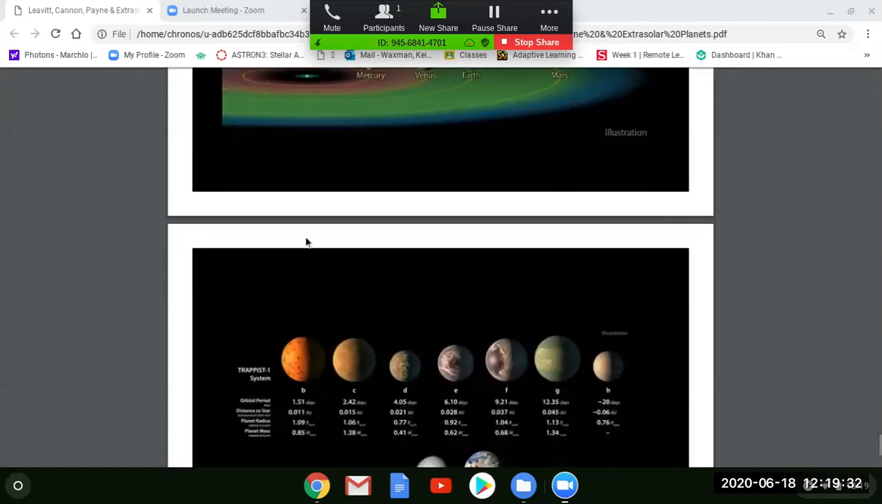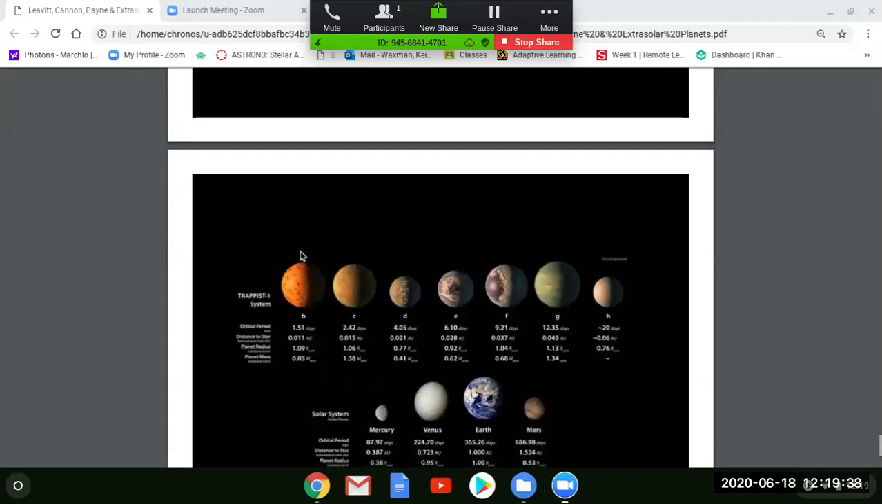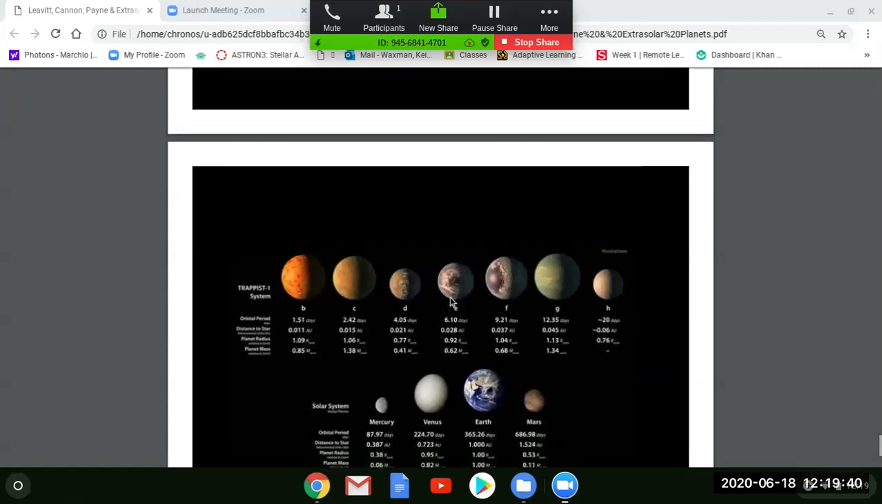But look, to be in the habitable zone of a red dwarf star, you got to be close to get warm enough to have liquid water. Look how short the orbits are. Now, these are, again, artist conceptions. This planet takes 1.51 days to go around its star. 1.51 days? We take 365 days. Then 2.42 days, 4 days, 6 days, 9 days, 12 days, about 20 days.